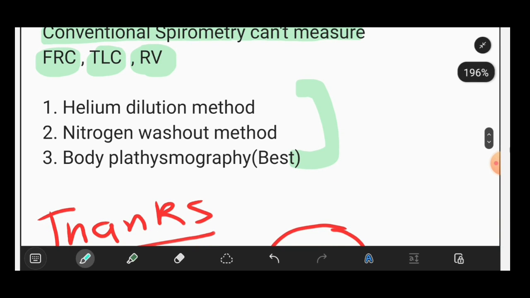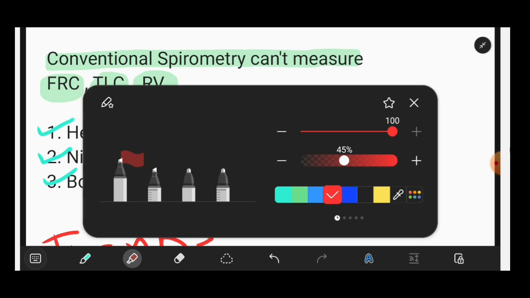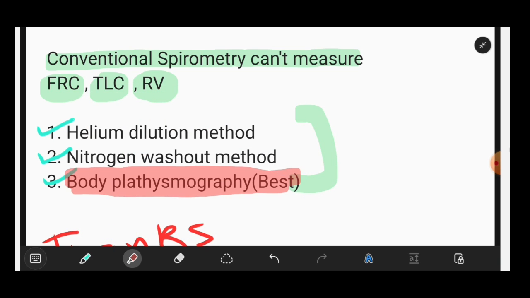So you have to use other techniques to measure them. There are the helium dilution method, the nitrogen washout method and body plethysmography. So body plethysmography, guys, is the best technique to measure these three: functional residual capacity, total lung capacity and the residual volume.